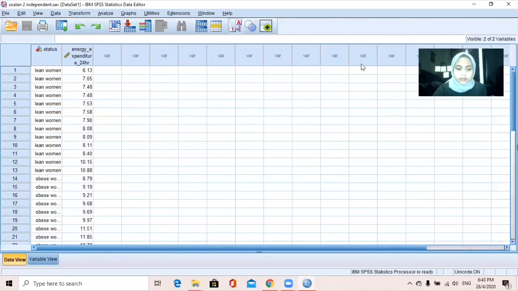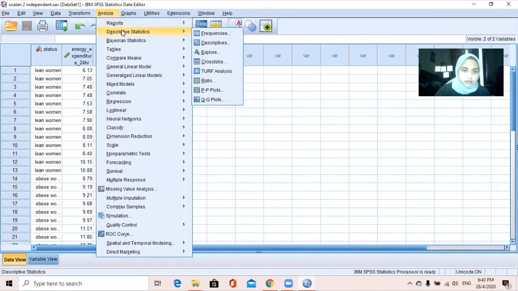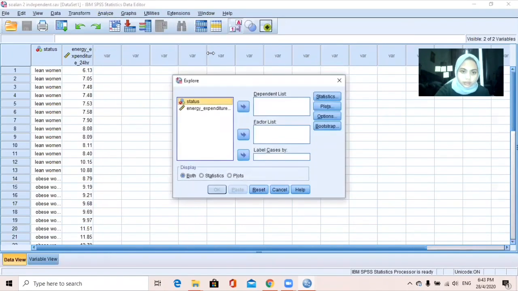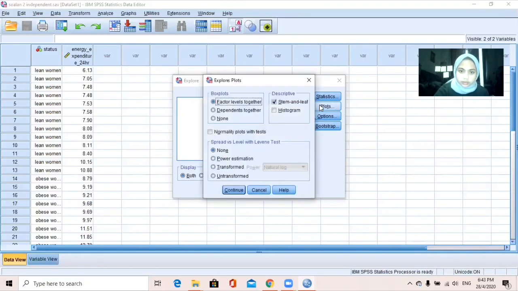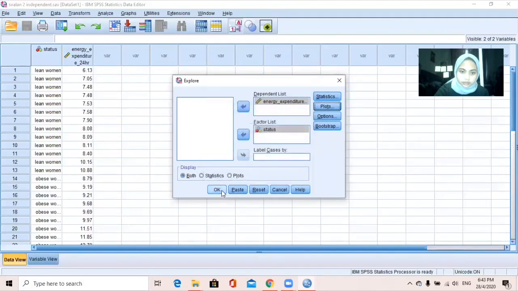Okay, so based on the second question, the IV is two different groups, which are lean and obese women, and the DV is numerical, which is 24 hours of energy expenditure. Okay, so the next step is we need to analyze the normality of the data. We go to Analyze, Descriptive Statistics, Explore, and then energy expenditure is the dependent, status is the factor, Plots, and Normality plots with tests, Continue.